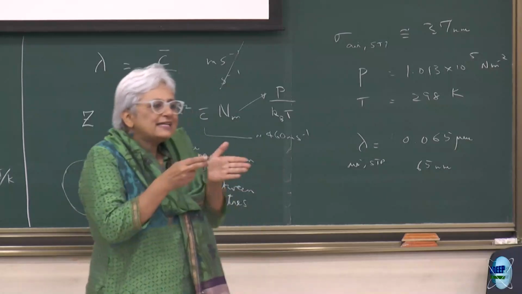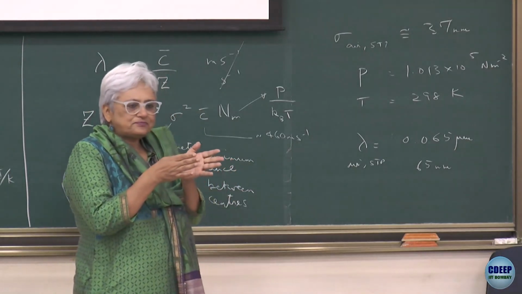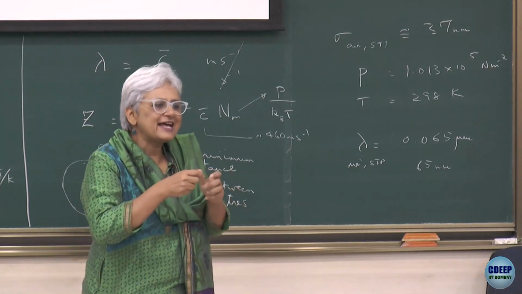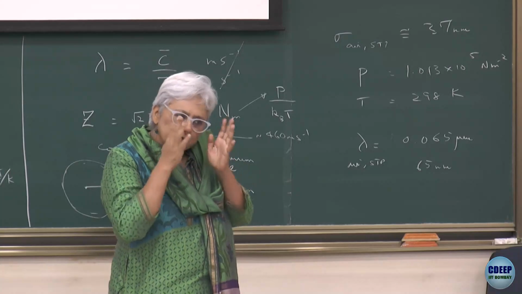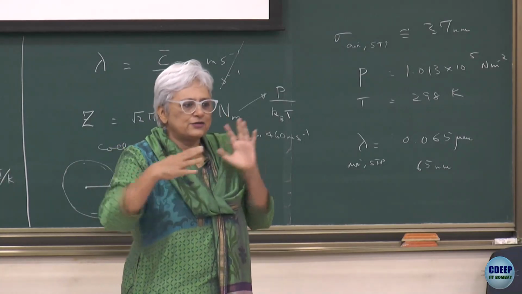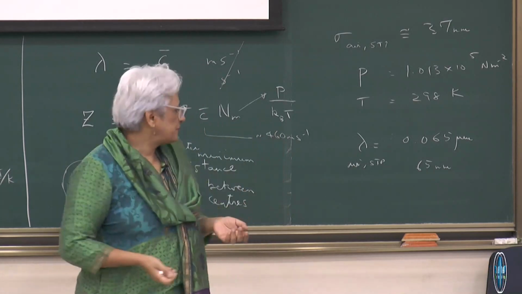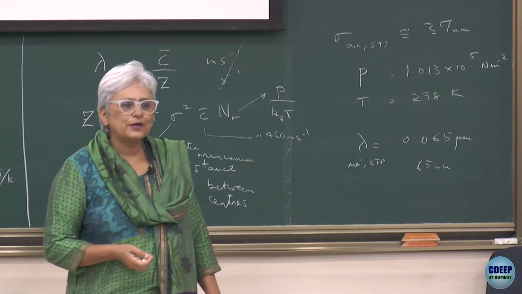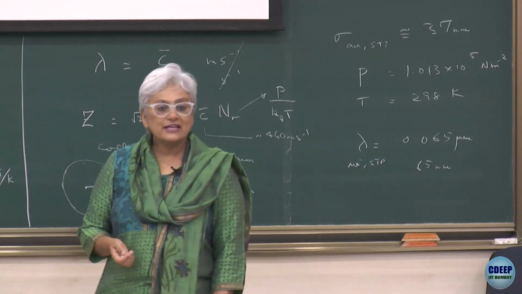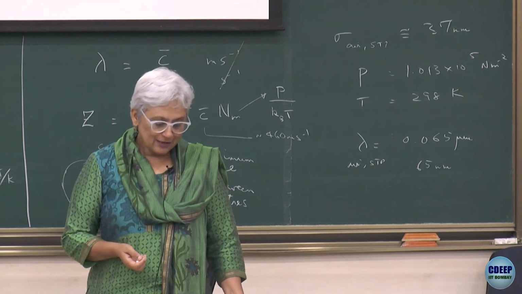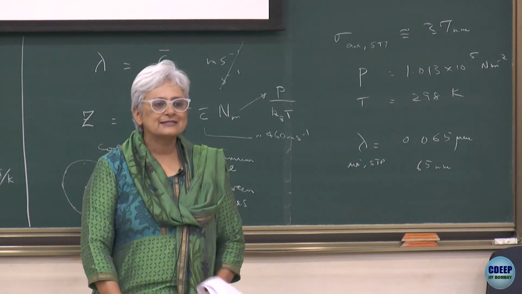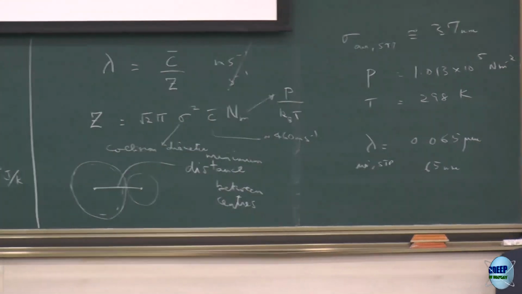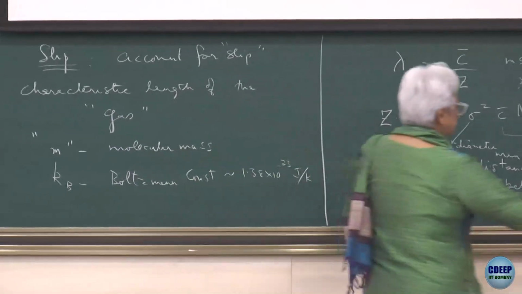So you then understand that the suspending gas has a characteristic length which is tiny by any macroscopic kind of understanding, 65 nanometer, right? And so then we are talking about being able to find out particle diameters vis-a-vis this length.